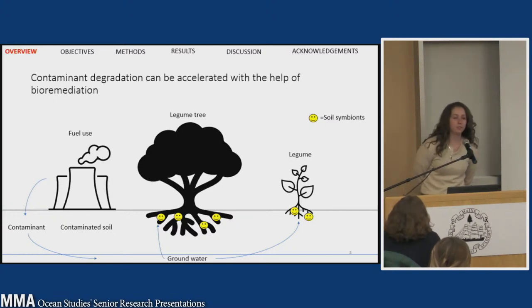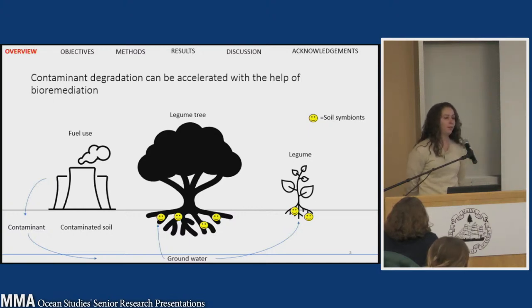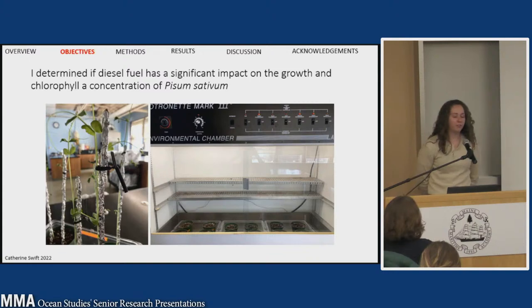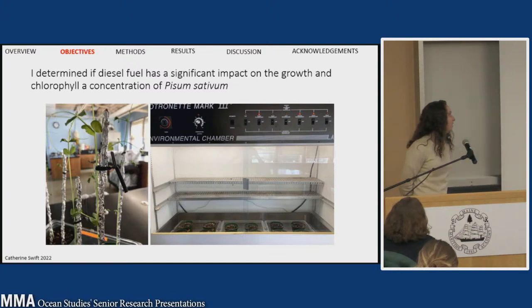So when diesel fuel gets into the soil, it is transported by groundwater. So the groundwater will be sucked up through the roots of plants, and that can be very harmful to the plants, obviously. But most plants, especially legumes, are equipped with microorganisms known as soil symbionts on their roots. What soil symbionts do is they detoxify the contaminants in the soil via a process known as bioremediation. So because of the bioremediation process that legumes go through, that is why I picked green peas as my species to be using for my study.